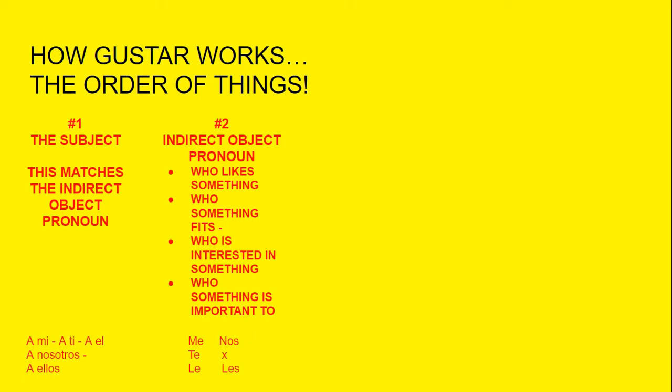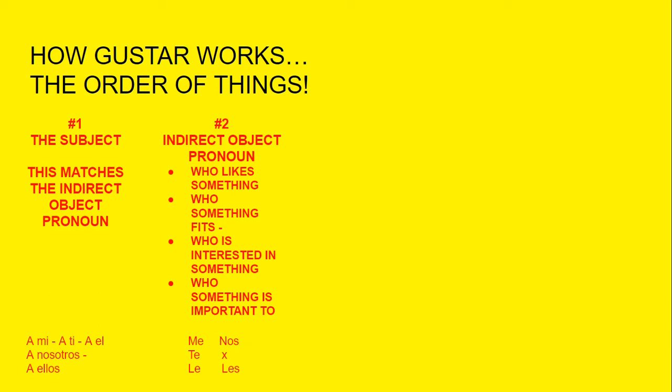This part is connected to the verb. This is super important. You don't always have to have the subject, but you always have to have the me, te, le, nos, les. If it's going to be he or she, it's going to be le. So when we use le, we have to either say a él or a ella. And when we use les, we either have to say a ellos or a ellas.